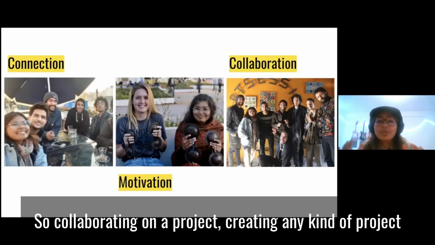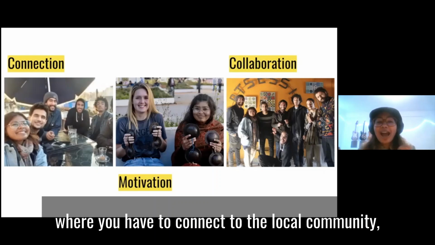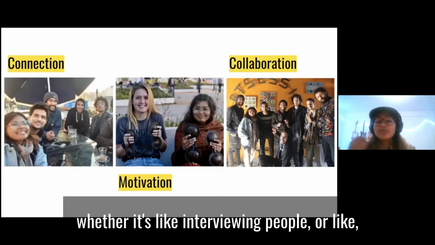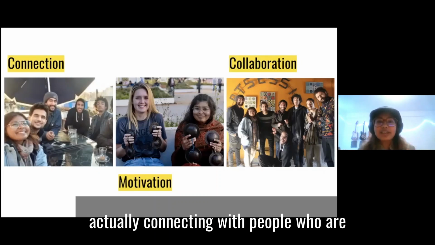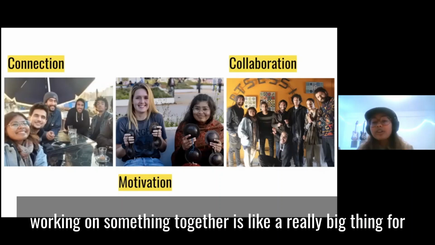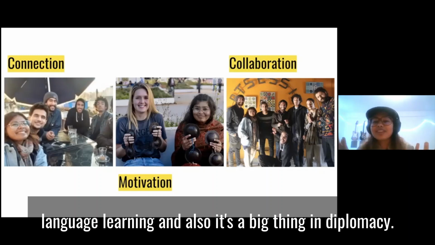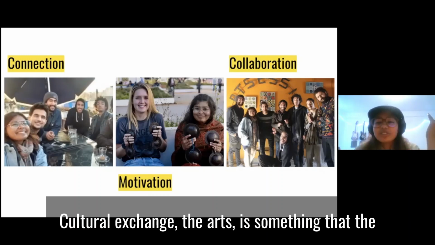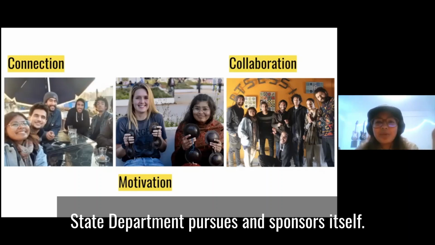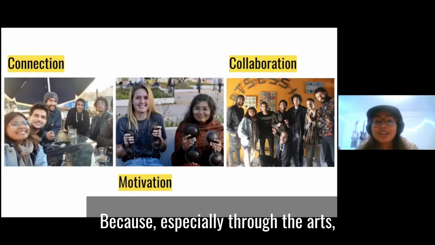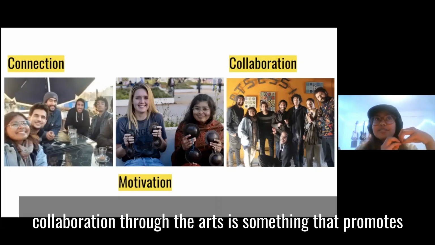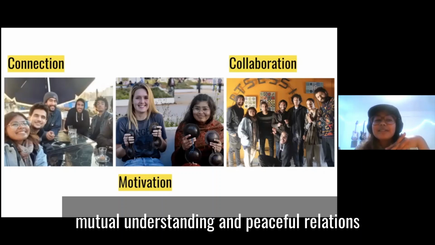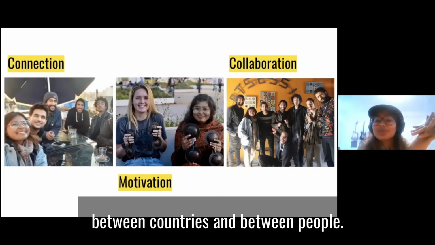So collaborating on a project, creating any kind of project where you have to connect with the local community, whether it's interviewing people or actually connecting with people who are interested in the same thing and working on something together, is a really big thing for language learning. And also it's a big thing in diplomacy. Cultural exchange through the arts is something that the State Department pursues and sponsors itself, because collaboration through the arts promotes mutual understanding and peaceful relations between countries and between people.